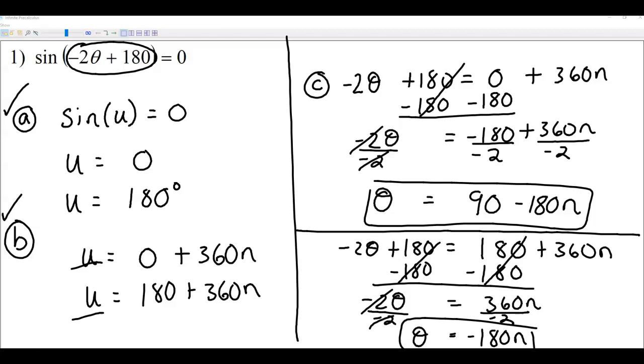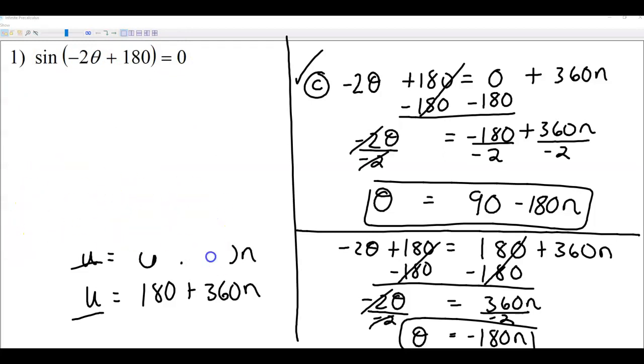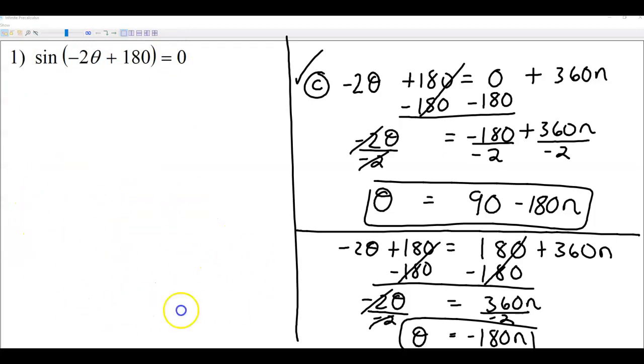But let's review. What did I do first? I took the inside and I made it just a single letter and found the answers for that. Then I wrote the general solution for those answers. And then I replaced the u with what it was originally and solved for the variable I actually want, which is theta. Okay, so now we're ready for the last step. The last step is to use those general solutions to generate some particular answers.